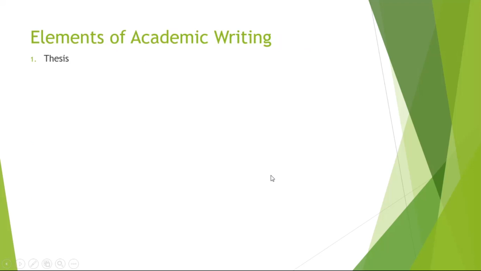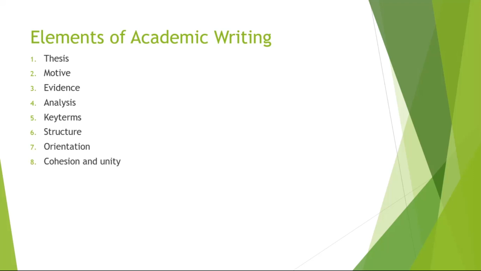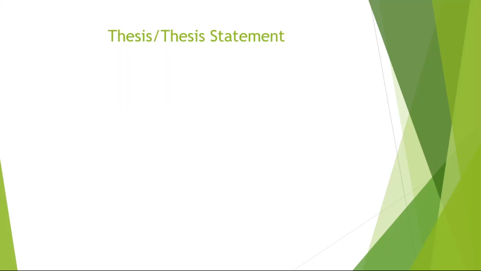Elements of academic writing. Indeed, there are several elements, and we can identify at least 10 to 12, but some of them are overlapping. But we will talk about some of the most important ones. The first one is thesis, second is motive, third is evidence, then analysis, then key terms, structure, orientation, cohesion and unity, reflection, sources, tone and stance, and finally style. Okay, let us talk about each of them in detail.